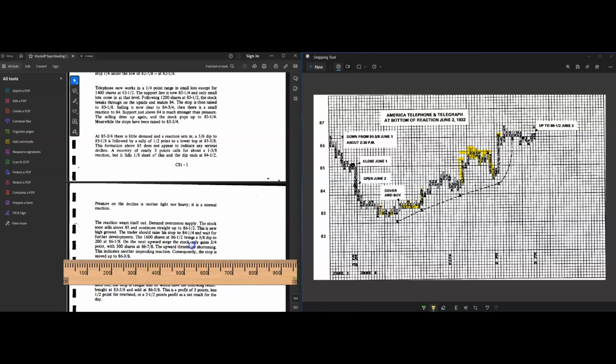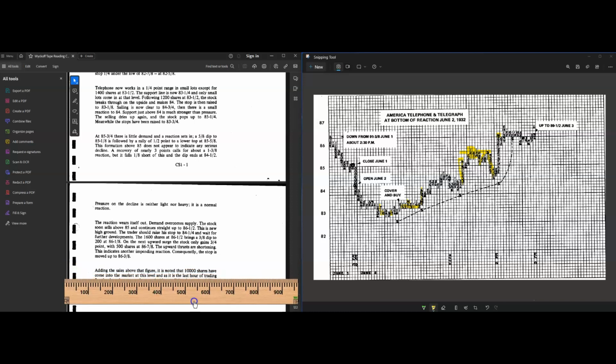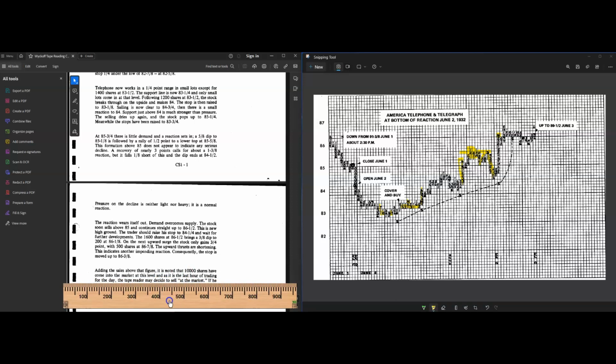Consequently, the stop is moved to 86 3/8. Where's the 86 3/8? He rallies it up over here. Adding the sales above that figure, it is noted 10,000 shares have come into the market at this level. Again, another indication of the volume at price. This is volume profile. Okay. As it is the last hour of trading for the day, the tape reader may decide to sell at the market. If he does not, the stop will be caught.